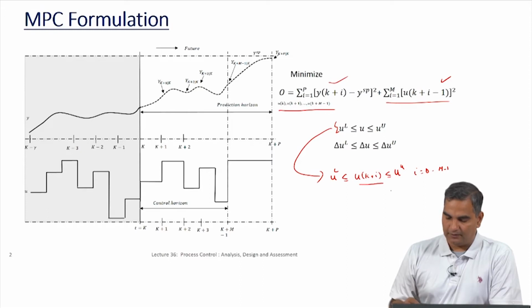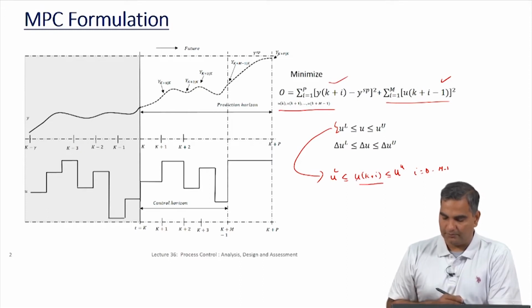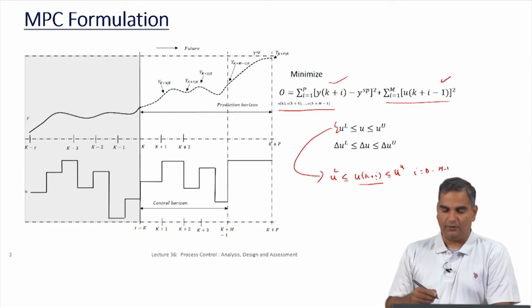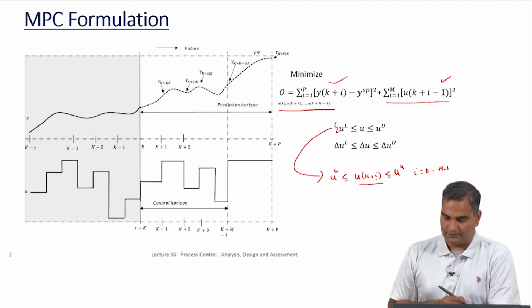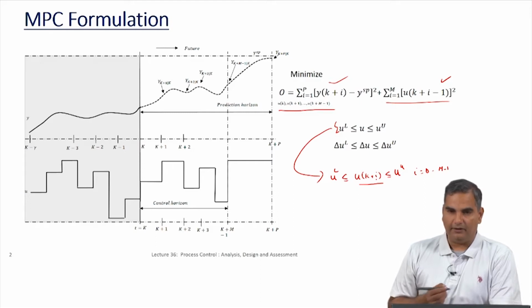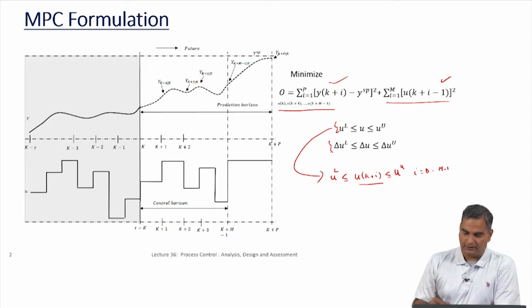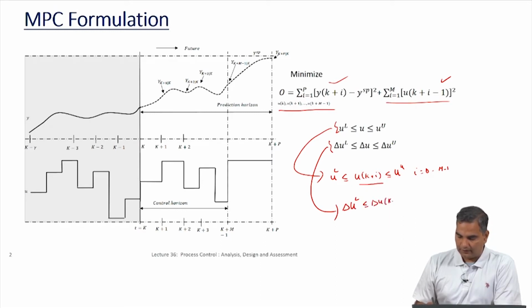When I is 0, this becomes u k, when I is 1, this becomes u k plus 1, when I is 2, this becomes u k plus 2, and when I is m minus 1, it becomes u k plus m minus 1. So, that is how this constraint is applied on every control move that we take. Similarly, this general constraint on delta u can also be expanded like this: delta u lower less than or equal to delta u k plus I less than or equal to delta u upper, and again I equal to 0 all the way up to m minus 1.